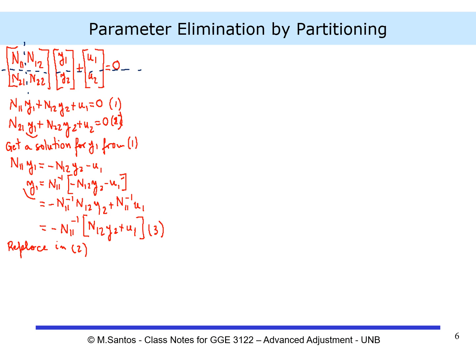So we are going to have minus N21 N11 inverse, N12 Y2 plus U1, plus N22 Y2 plus U2 equals to 0.